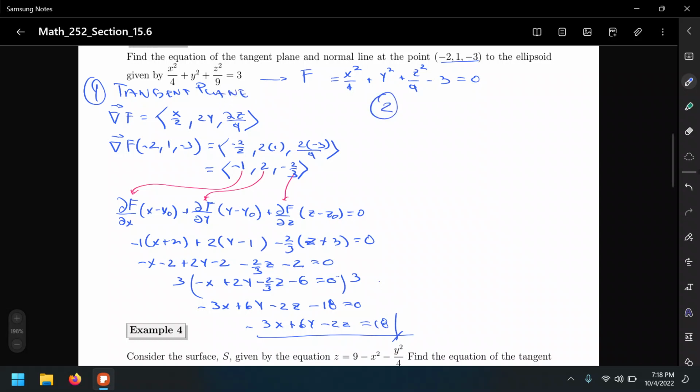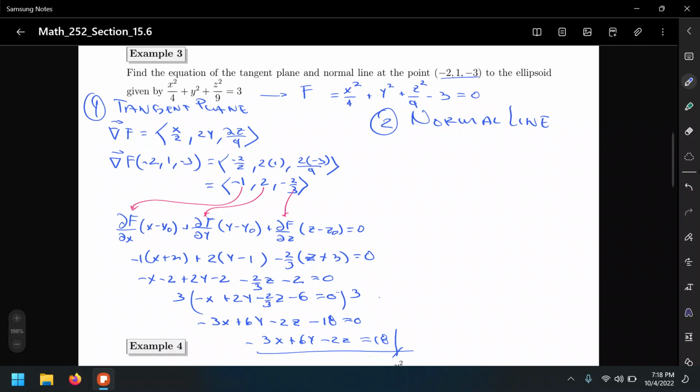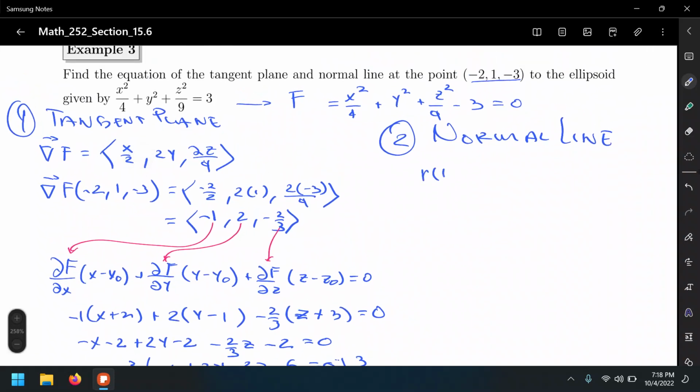Part two, it's the normal line. And recall that the normal line is, again, r of t, which is the initial vector, given by the point, plus t times the gradient of F evaluated at x naught, y naught, z naught. All right, and we have already all this information. We don't have to calculate anything else.